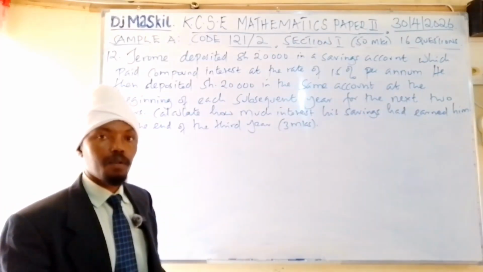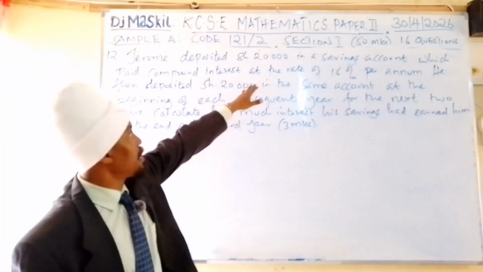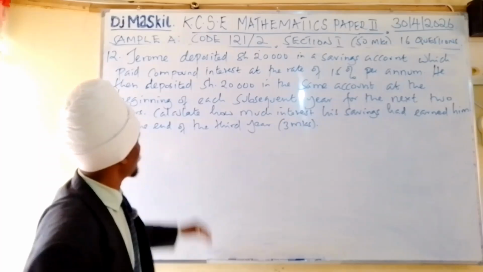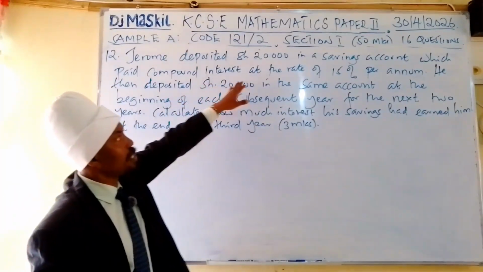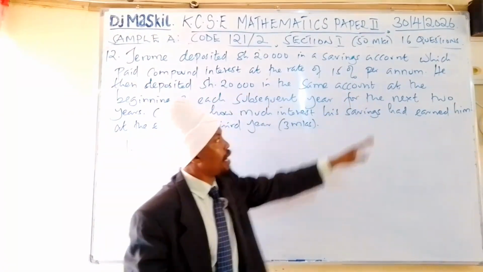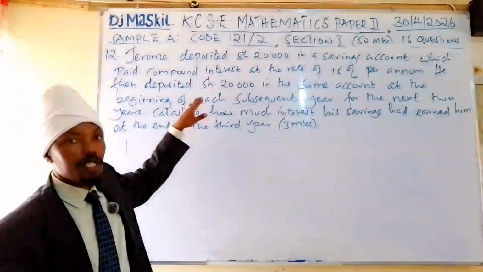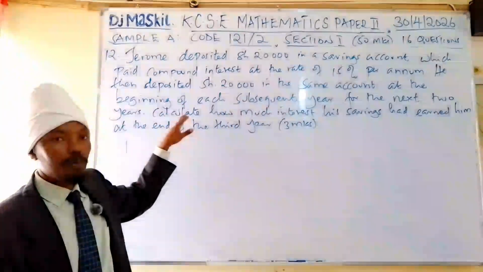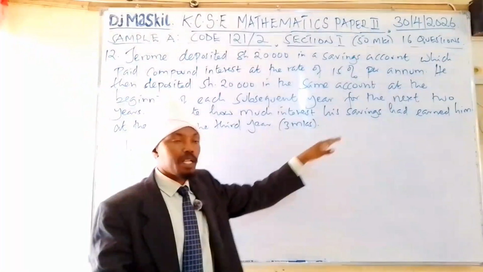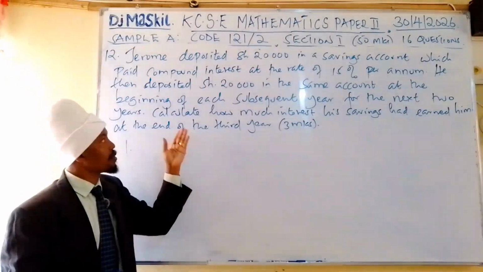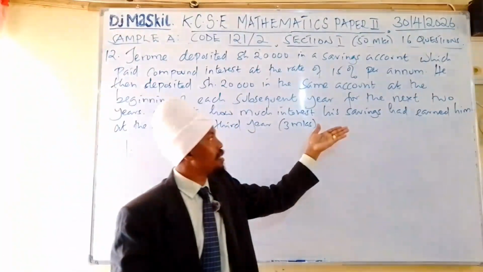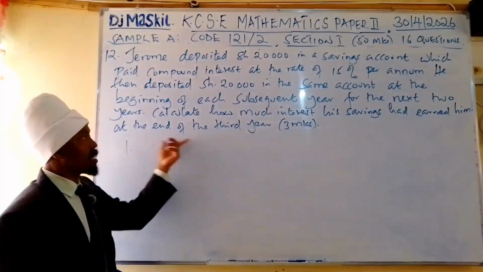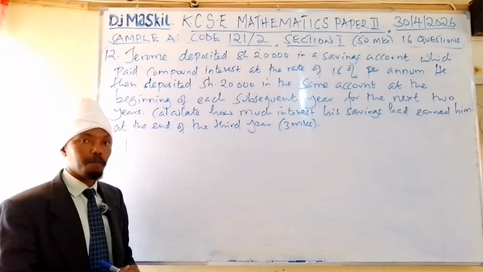Question number 12. Jerome deposited 20,000 in a savings account which paid compound interest at the rate of 15% per annum. He then deposited 20,000 shillings in the same account at the beginning of each subsequent year for the next 2 years. Calculate how much interest his savings had earned him at the end of the third year.